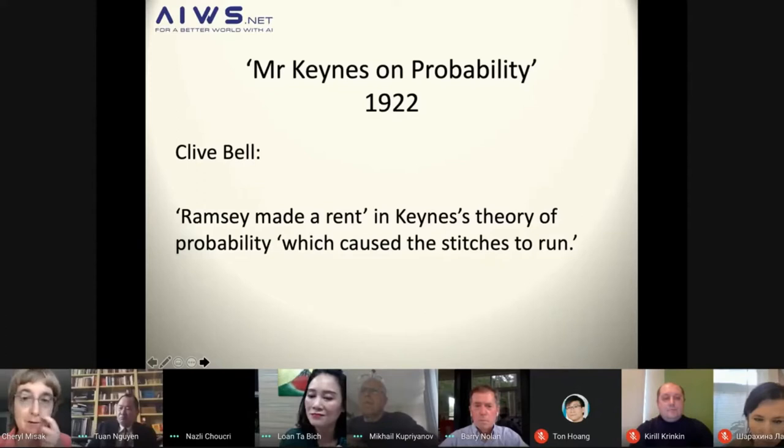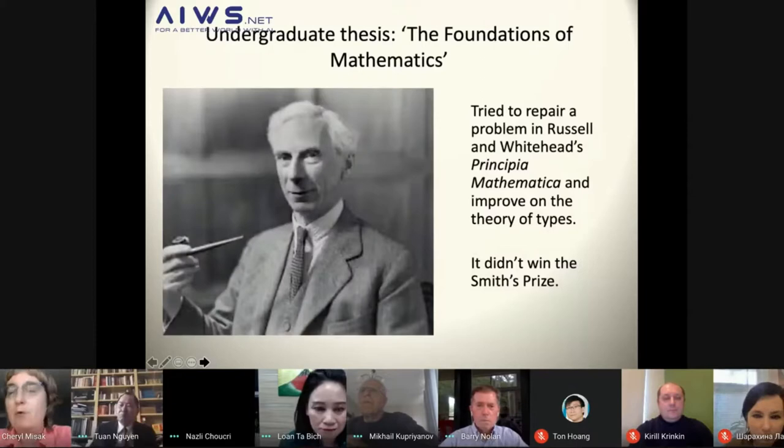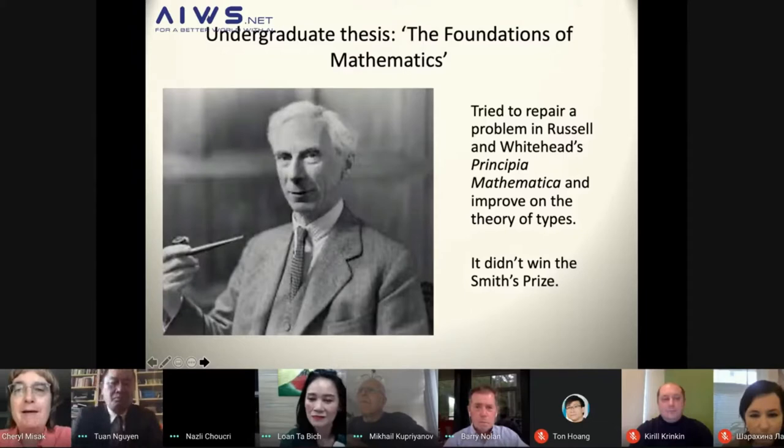Also, as an undergraduate, Ramsey wrote a thesis called The Foundations of Mathematics. In that thesis, he tried to repair a problem in Russell and Whitehead's very famous three-volume Principia Mathematica, and improve on the theory of types that it contains. He submitted this paper for the Smith Prize, and it didn't win the Smith Prize.